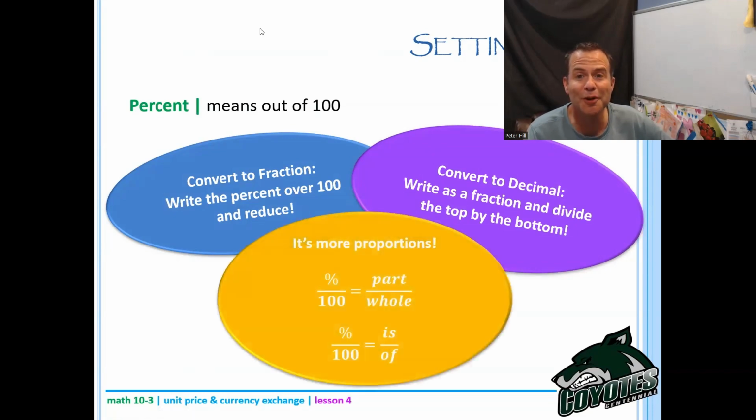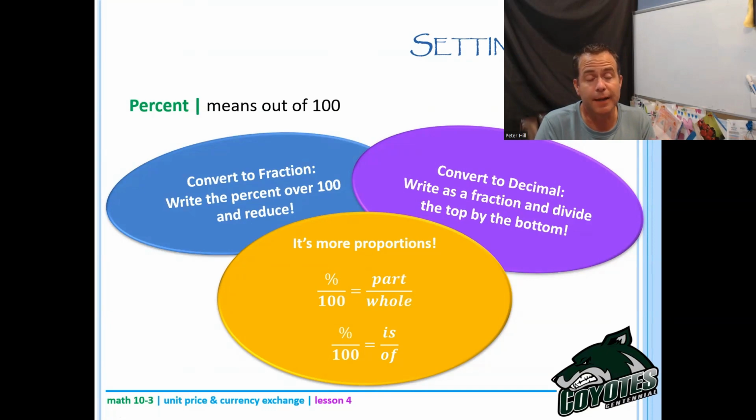It's just more proportions. One of the things I really want to help you guys feel good about is this course, Math 10-3. I would say 80% of it, if you know how to do proportions, you're golden. You make it through this course no problem, as long as you have a really good understanding of proportions. So with proportions, we can look at it this way. Percent over 100 will equal the part over the whole, and you'll see that as we go. Or sometimes kids like to look at it and say, percent over 100 equals is over of. You're looking for the word is and the word of.